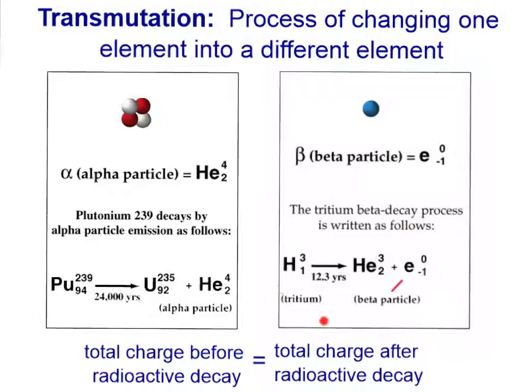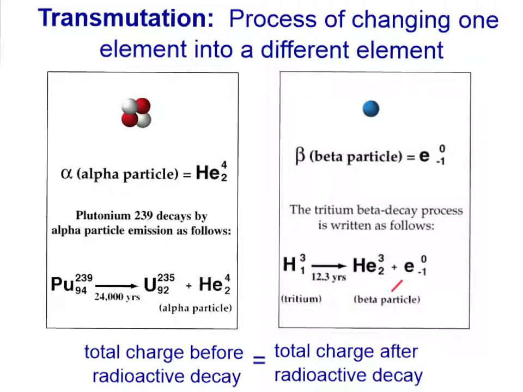Here's an example of transmutation by beta decay. We have this hydrogen isotope here, and it is giving off a beta particle, and it is going through a process of transmutation and changing from one element into another.